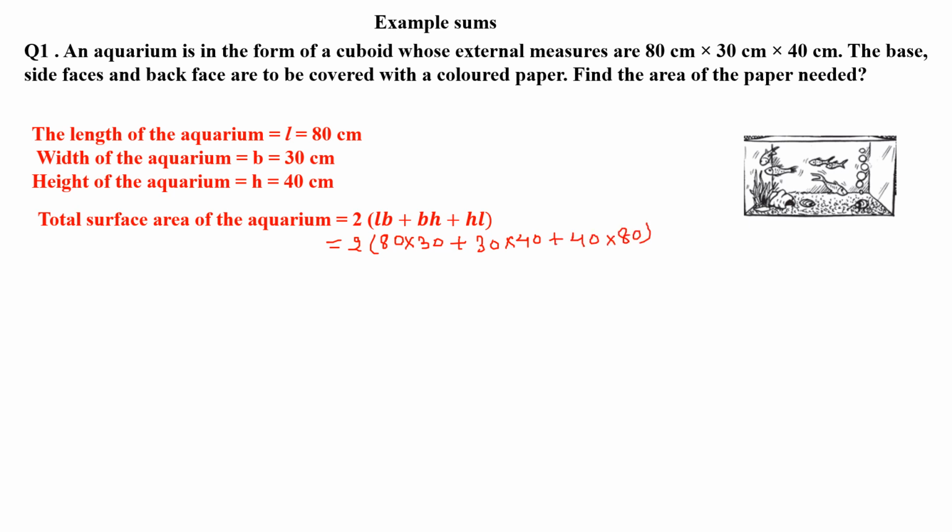Okay, and if you multiply it, 80 into 30 will give me 2400. This is 1200 and this is 3200. And if I add everything, it will give me 2 into 6800, and 2 into 6800 is 13,600 centimeter square. Now this is the total surface area of the aquarium.